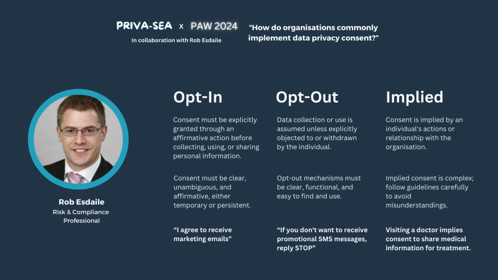Data collection or use is going to be assumed by the organisation that we deal with unless the individual explicitly objects or withdraws their consent, and that's the opt-out action. So it's kind of the opposite, but of course it is putting the initial power in the hands of the organisation who is using the personal information. Examples that we commonly see are on SMS messages, so the stop command, or sometimes that's a link. If you don't want to receive further SMSs, it might say reply stop.